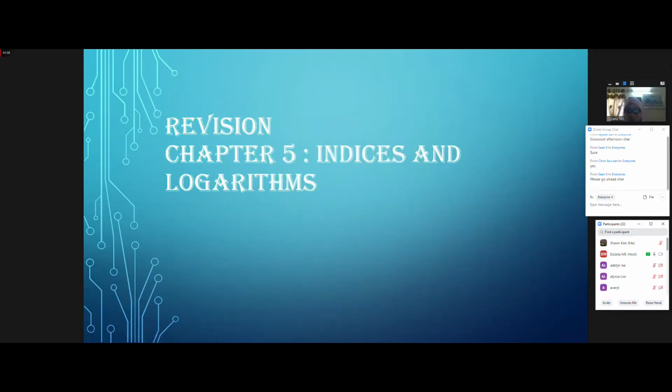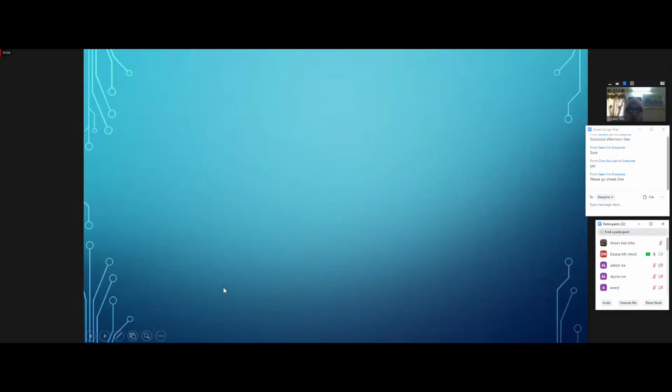Okay, this is revision, chapter 5, index and log. First of all, I'll just go for the law of indices. I think this is revision because you have learned in lower form and also in form 4. Some of the laws you have learned earlier in your lower form.